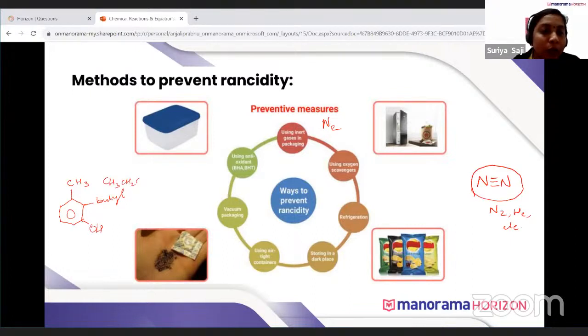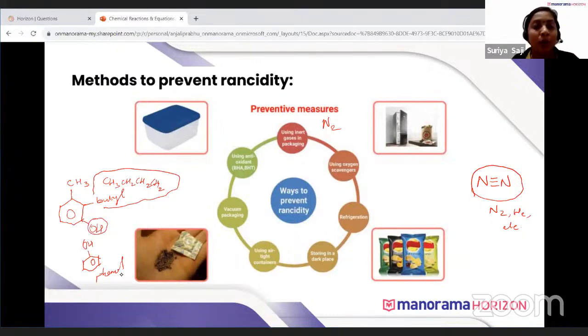Butyl group is CH3, CH2, CH2, CH2. For space issues only, I have written butyl. So butylated hydroxytoluene. These butyl groups may be coming in different positions. That position is not specified. But toluene is a compound having this benzene ring and CH3. If a benzene ring and OH alone is coming, then it is phenol. This compound is phenol. This is hydroxy, it is coming as a substituent. That's why we are calling it hydroxy. If it is the major group, then we will call it phenol.